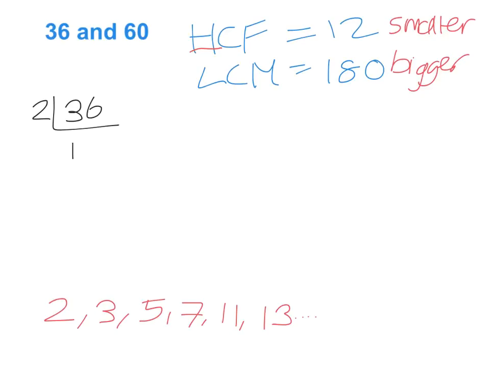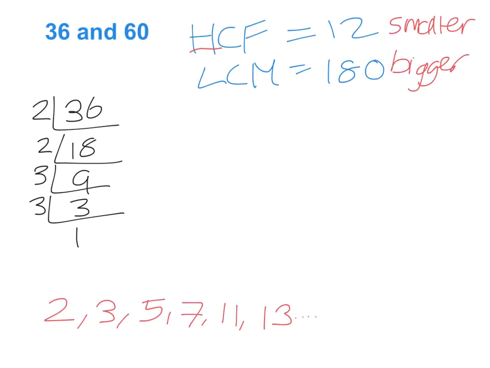So 36 divided by 2 gives me 18. I check if I can still divide by 2, and if so, I do that. So I can. 18 divided by 2 gives me 9. I check if I can still divide by 2 again. I can't this time. 9 isn't divisible by 2. So I check my next prime number, which is now 3. 3 divides in, giving me a 3. And again, I can divide by 3 again, which brings me down to 1. You keep going with this ladder method until you finish with a 1 at the bottom.